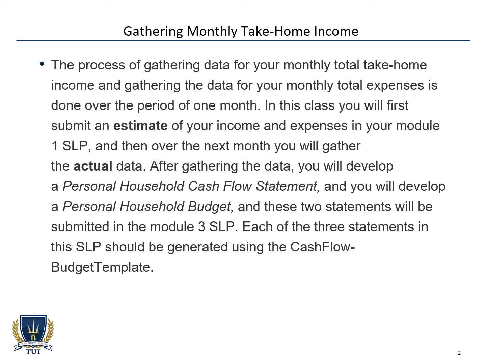All right, so the process of gathering data for your monthly total take-home income and your monthly total expenses is done over the period of 1 month. In this case, you will submit an estimate of your income and expenses in your Module 1 SLP, and then over the next month, you will gather the actual data. After gathering the data, you will develop a personal household cash flow statement and a personal household budget, and these two statements will be submitted for the Module 3 SLP.